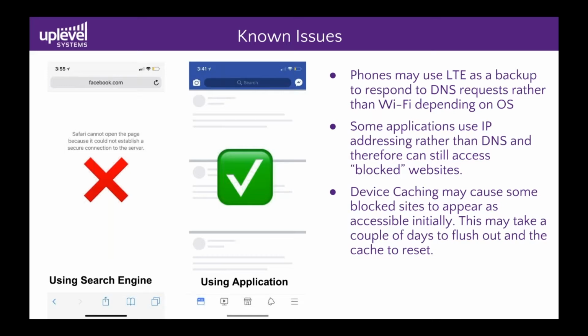The last is device caching. This is where the device or application has cached the DNS lookup. So recently added rules may take a couple of days before the DNS cache expires and the DNS filtering actually kicks in. All of these are known issues and are actually common along all DNS filtering services. So just keep that in mind whenever you're deploying to a customer where you may see a couple of issues on site.